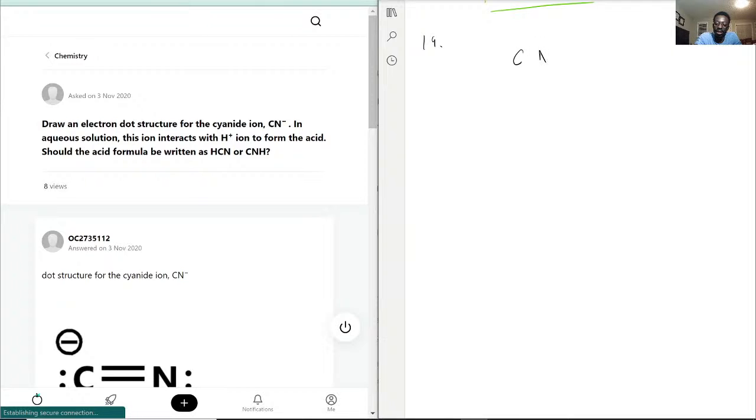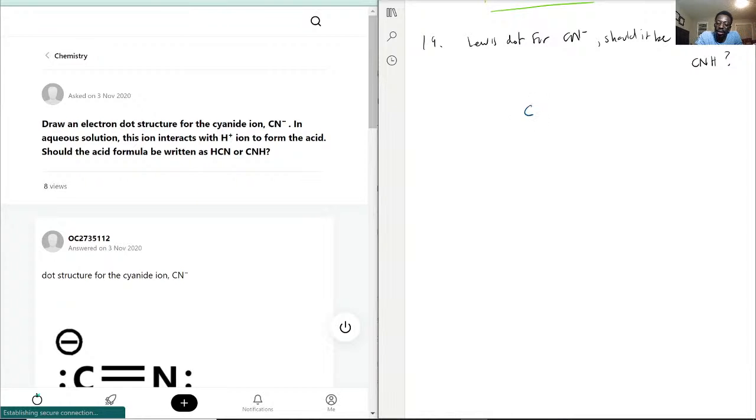It's C, and they also tell us there. So Lewis dot for CN minus. Should it be HCN or CNH? Now, let's start with the Lewis dot.